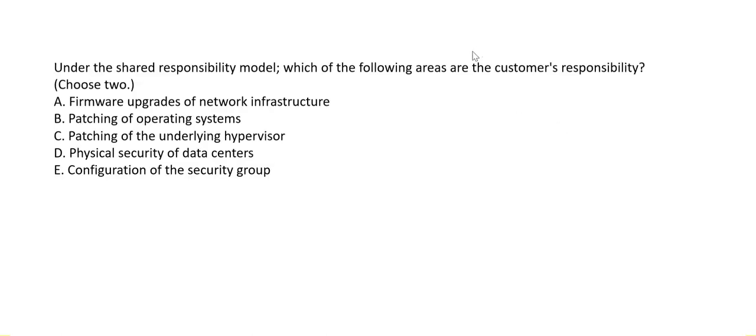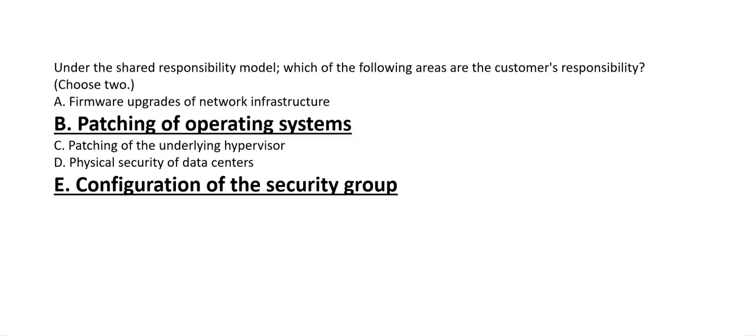Which one is a customer responsibility out of these? So patching of operating systems and configuration of security groups. This is the right answer. So the underlying hypervisor is on your hardware, AWS manages, and data centers, AWS manages, and firmware upgrades for your network infrastructure, that is AWS's infrastructure. Amazon manages that.